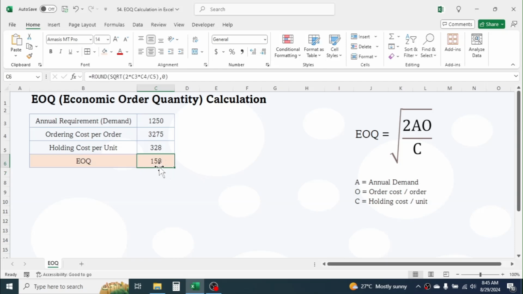This is the optimum order quantity that minimizes the inventory ordering and holding cost by reducing the risk of stockout situation. So, this is how we calculate the EOQ in Microsoft Excel.